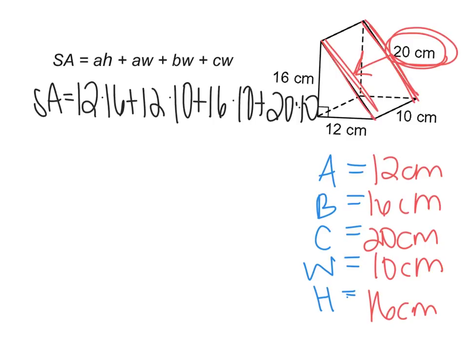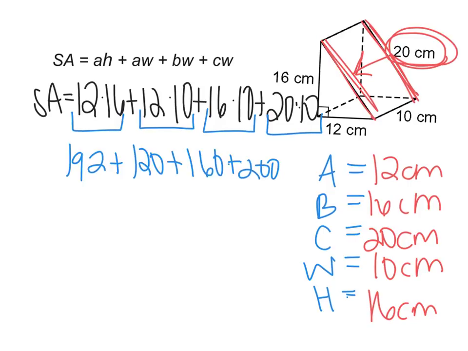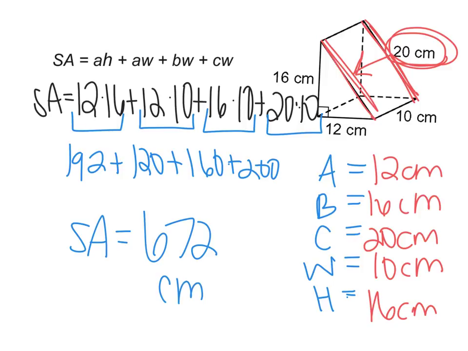So I have 12 times 16, 12 times 10, 16 times 10, and 20 times 10. So let's go ahead and calculate this out. And you'll see that I get 192 plus 120 plus 160 plus 200. When I add all of those together, what do I get as my final surface area? I get 672 centimeters squared. And that would be the surface area of this triangular prism.